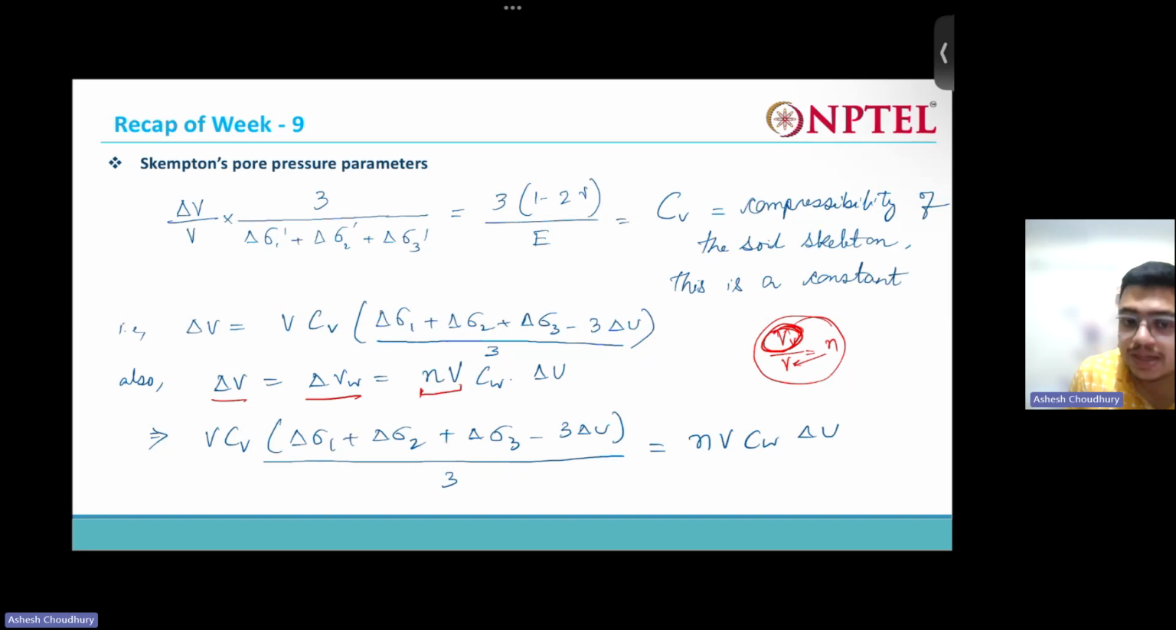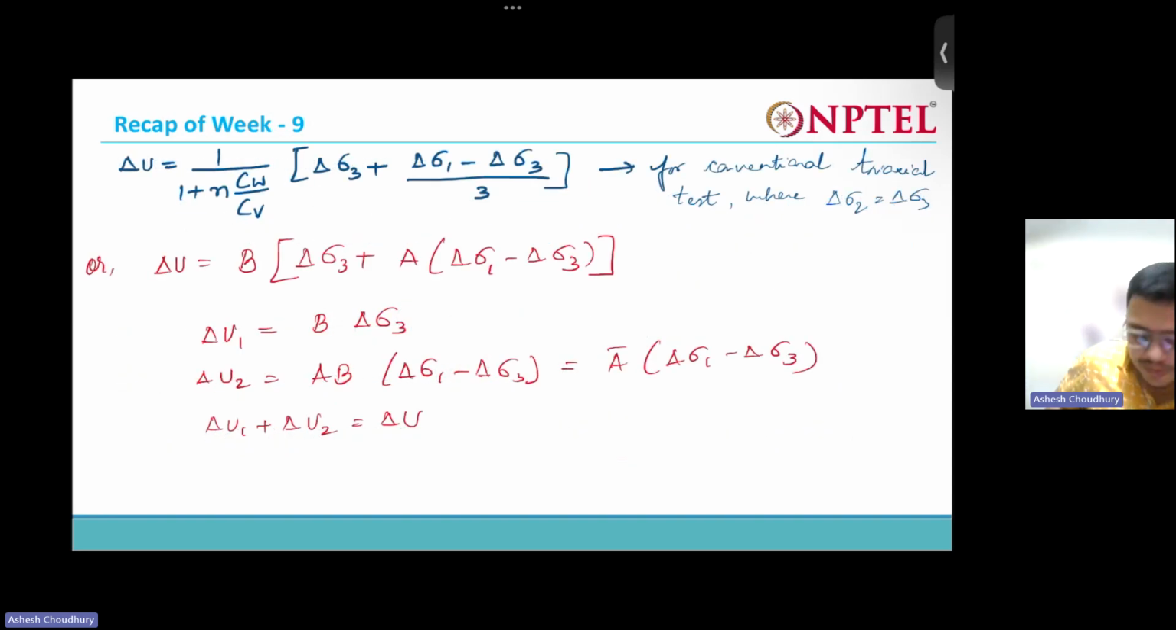So Cw is what? The compressibility of water. And that into delta u. This is the change in pore water pressure. Okay, so from there we are getting finally this equation. In terms of delta V, we are substituting here on the left hand side. Now from here if we write delta u, the change in pore water pressure, that is going to be 1 plus n Cw by Cv into delta sigma 3 plus A into delta sigma 1 minus delta sigma 3 by 3. So this is for conventional triaxial test where delta sigma 2 is equal to delta sigma 3.